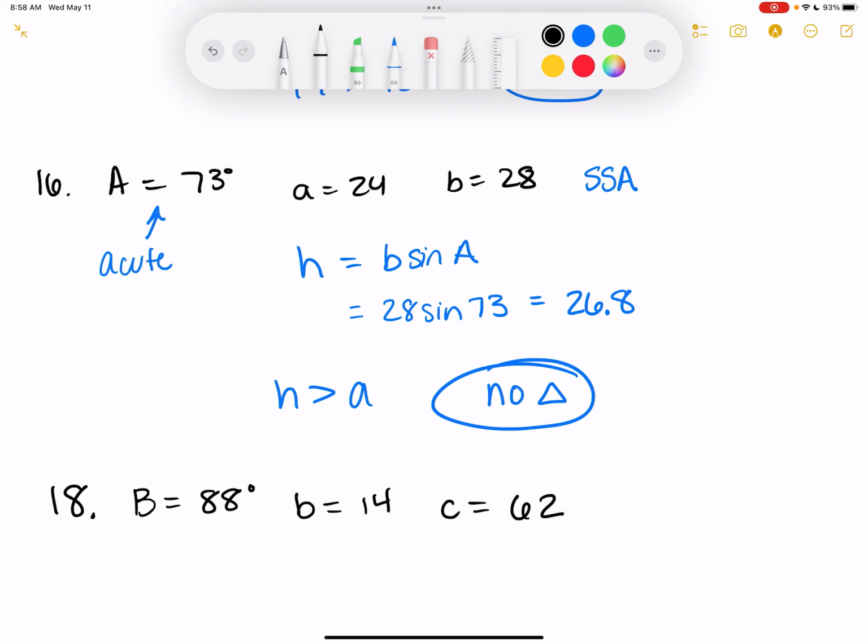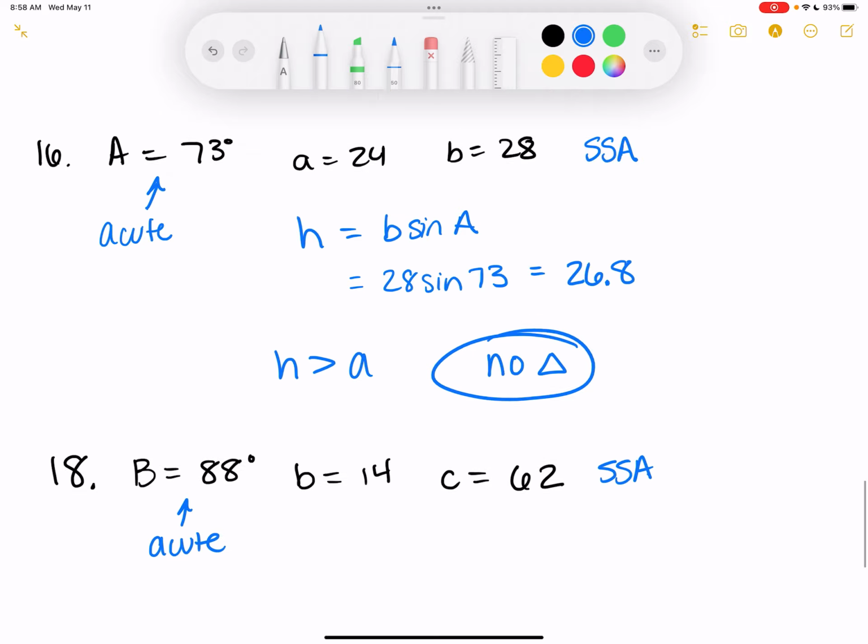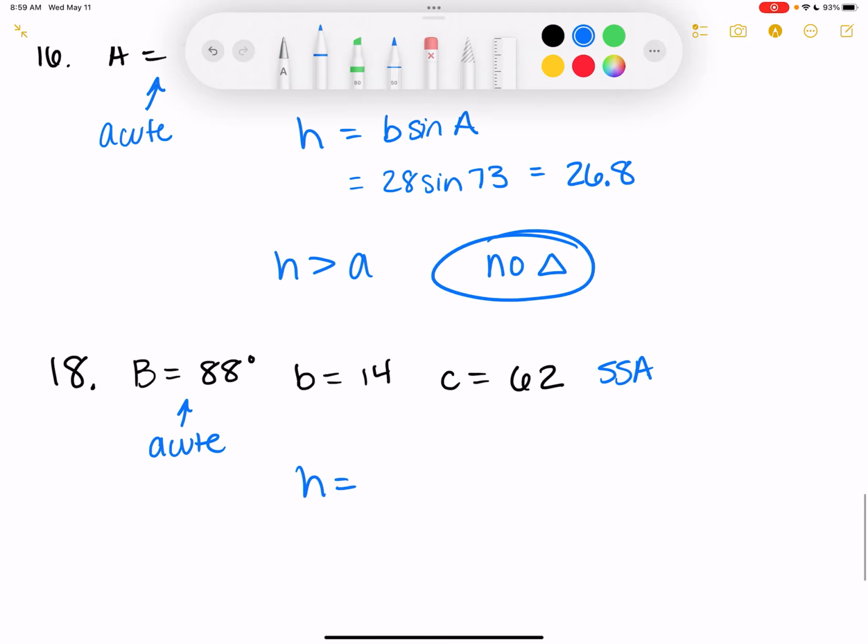Okay, side, side, angle. Acute. And it's not the last one because B is not greater than C. So we have to find H. So H equals the sine of 62.14. Wait, what the heck am I doing? Nope. No, we have to find A.